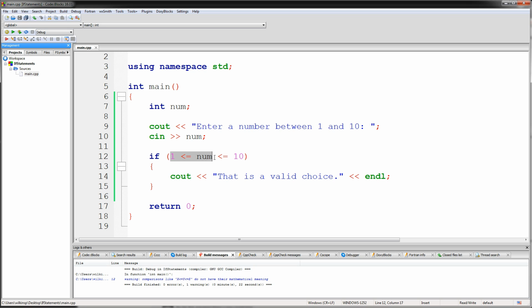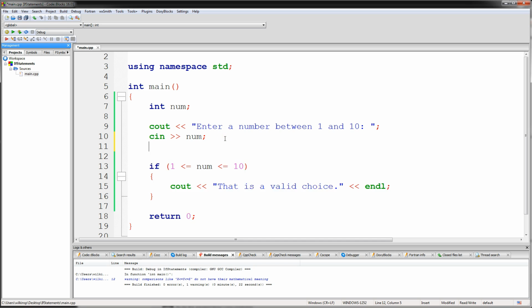So 1 is less than or equal to num. Say num was 5, it would say, okay, is 1 less than or equal to 5? That's true. Okay, that's good to go. But now when it gets to this statement, it looks at what's on both sides. On this side is 10 and on this side is true, and it's going to ask, is true less than or equal to 10? That's not really what we want here.